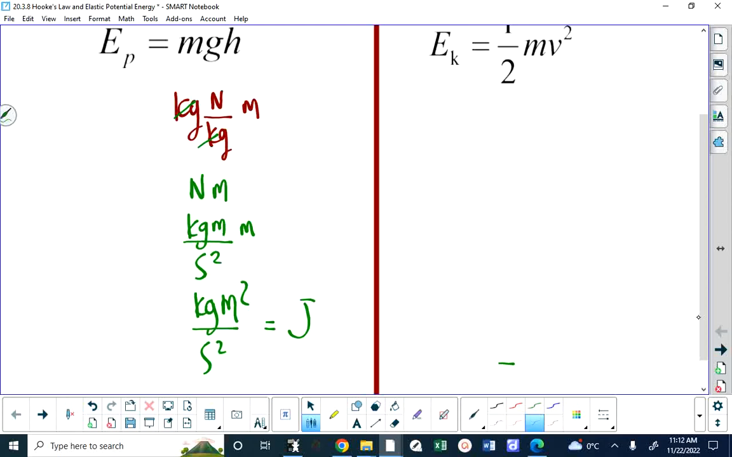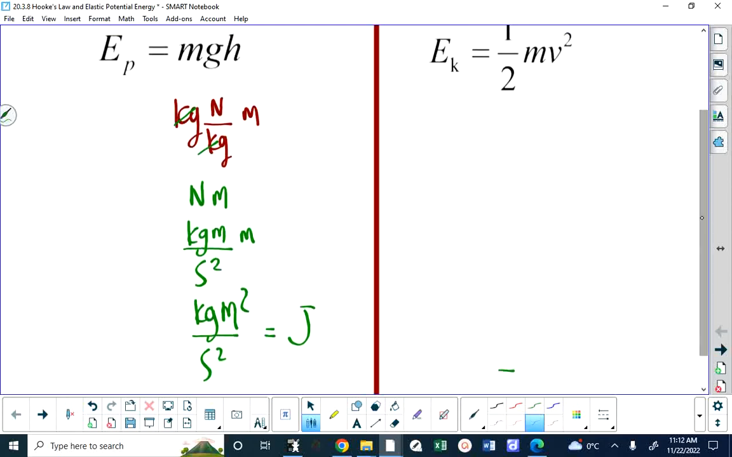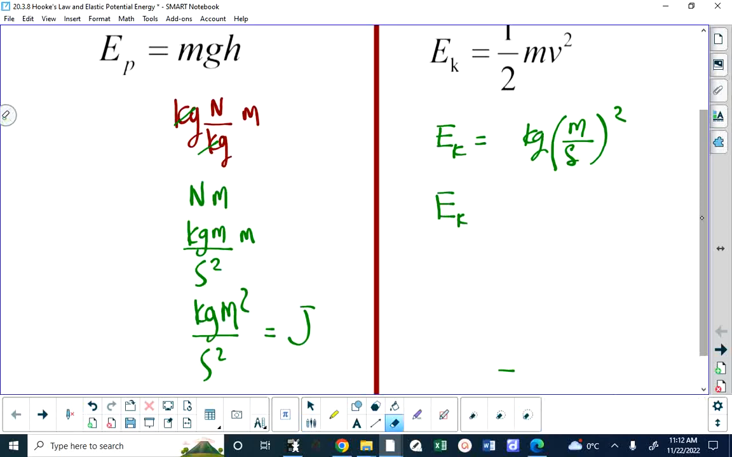If I use the formula on the right, kinetic energy is 1/2 mv squared. The units of mass are kilograms. The units of speed are meters per second, and I need to square that. So I get kilograms times meters squared per second squared, which is joules.